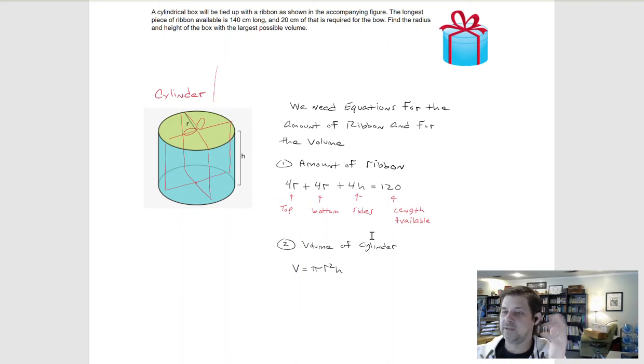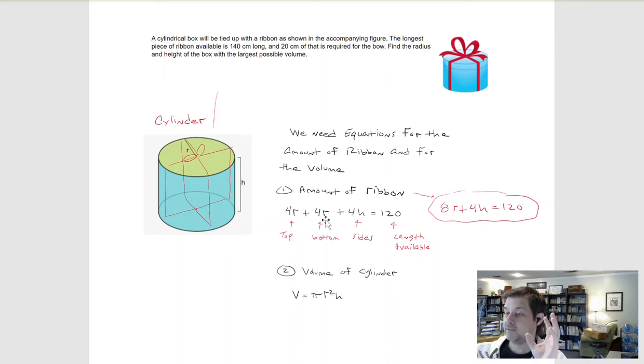Might take one more thing to simplify this. 4R and 4R, I wrote those separately so that you can see I'm taking into consideration the top and the bottom, but that would be 8R, okay, plus 4H is equal to 120. So to simplify it, that's what it would be. That's the amount of ribbon. So now I've got an equation that quantifies the amount of ribbon.